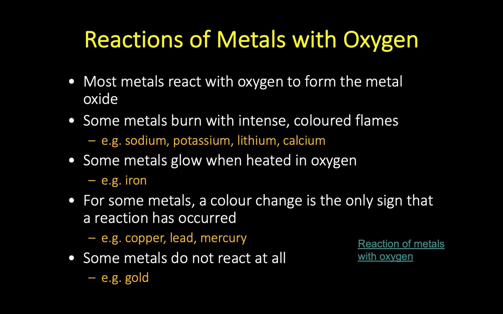So let's look at reactions of metals with oxygen. Most metals will react with oxygen to form a metal oxide. Some of them, like sodium, potassium, lithium, calcium, will burn with really intense coloured flames. Some metals like iron will glow when they're heated in oxygen. And for some, colour change is the only sign that a reaction has occurred, and examples of those types of metals would be copper, lead and mercury.